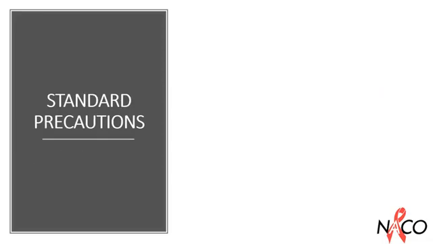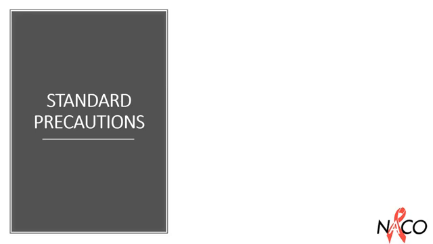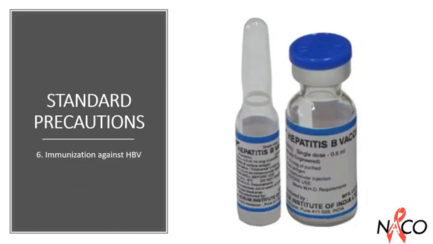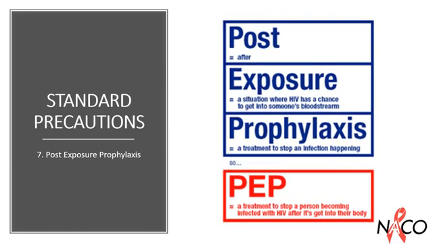Standard precaution number 5: safe disposal of sharps and infectious waste. Standard precaution number 6: immunization against preventable infections, including hepatitis B virus. Standard precaution number 7: post exposure prophylaxis.